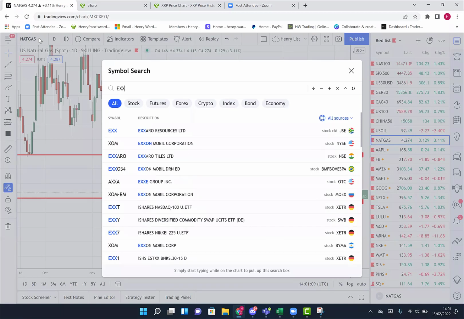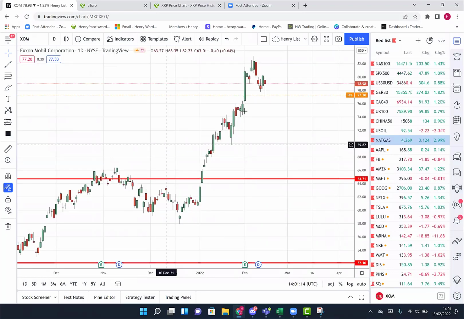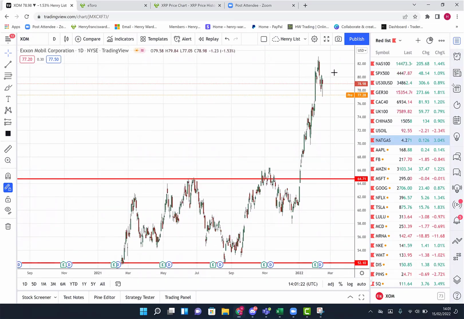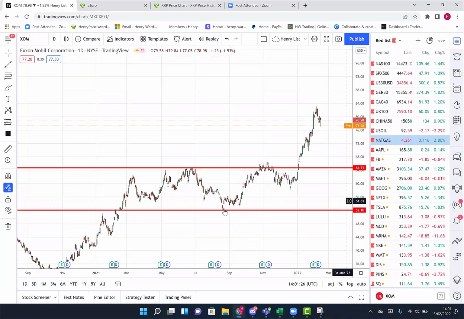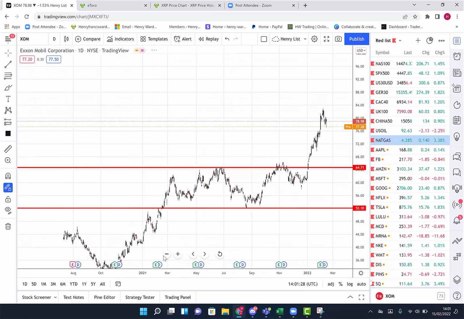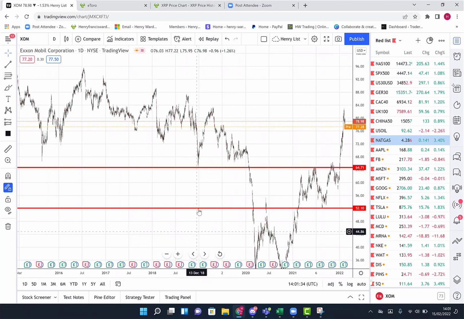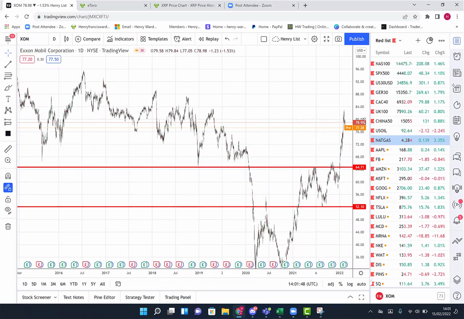Two X's, isn't it? There we are. And look at it, it's flying at the moment, isn't it? We're back up now to August 2019 levels. Okay, so it's flying at the minute.